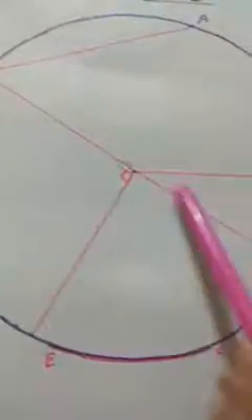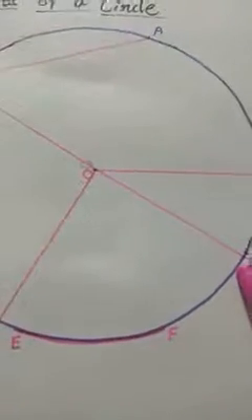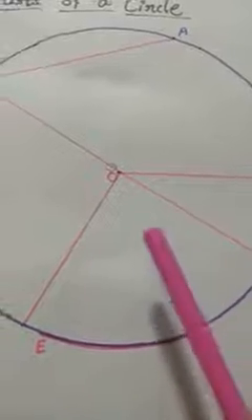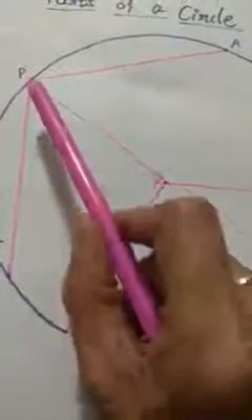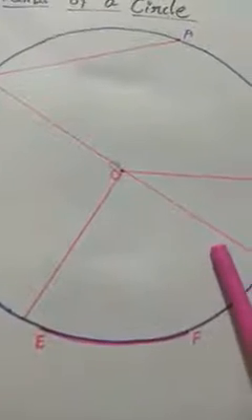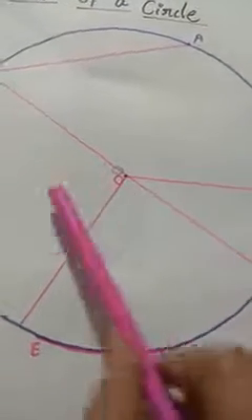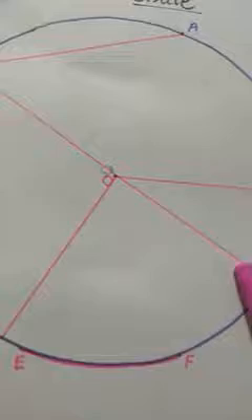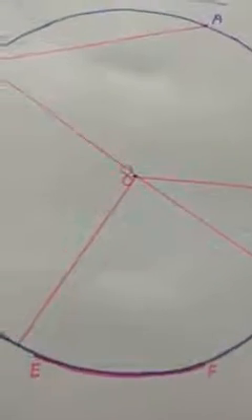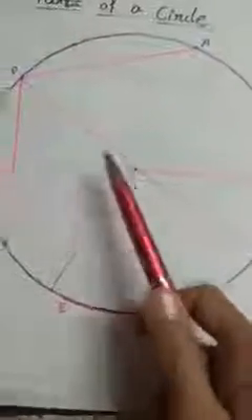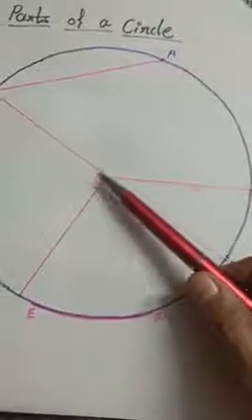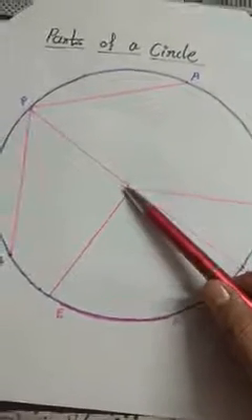When you join two points on the circumference of the circle, it must pass through the center of the circle, so that it is the biggest line on the circle. We can say the biggest chord connecting two points on the circle is said to be the diameter. OC is a radius, OM is a radius, OE is a radius, OP is a radius. Like this we can draw many radii in a circle from the center of the circle.